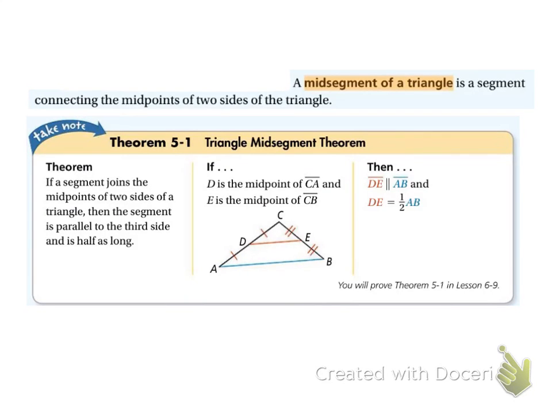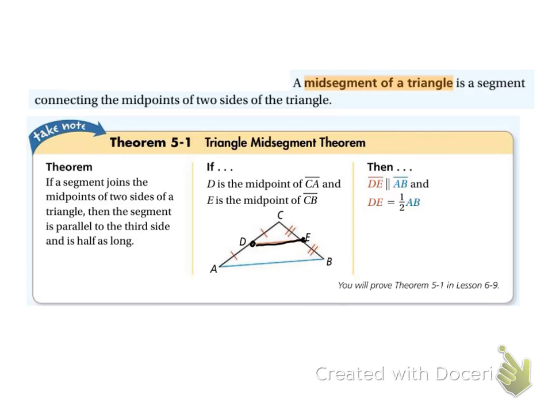Okay, so this is 5.1 of geometry. A midsegment of a triangle is a segment connecting the midpoints of two sides of the triangle. So if you look down at this picture here, we can see that D is the midpoint because we have a hash mark here and a hash mark here, right? So D is our midpoint over here, and E is our midpoint over here. We got two hash marks there. So that is the midpoint of that side. So DE right here, that is our midsegment of the triangle.